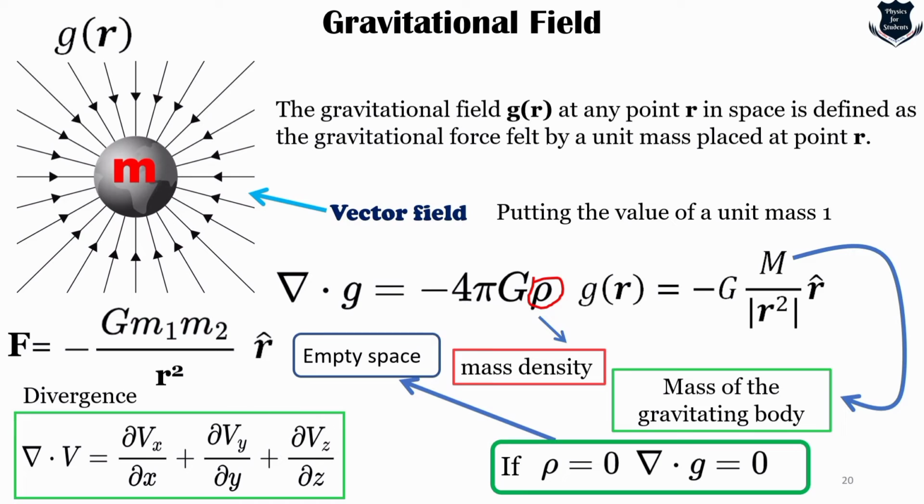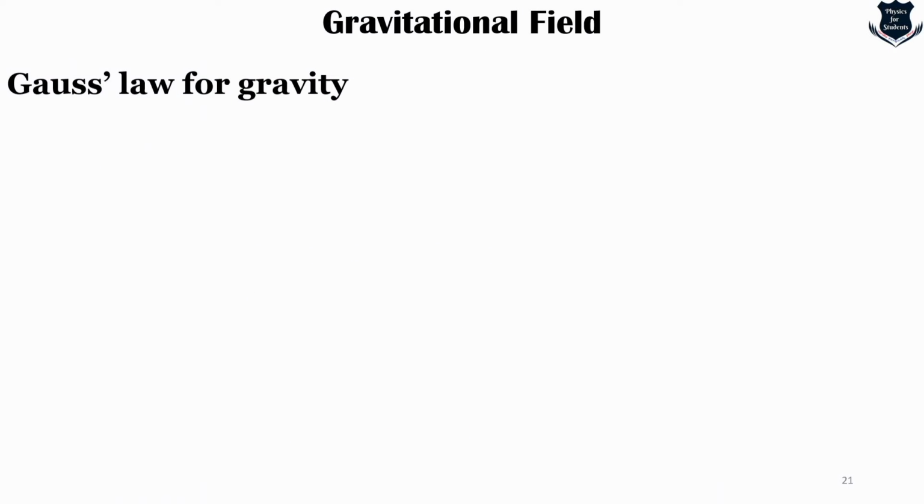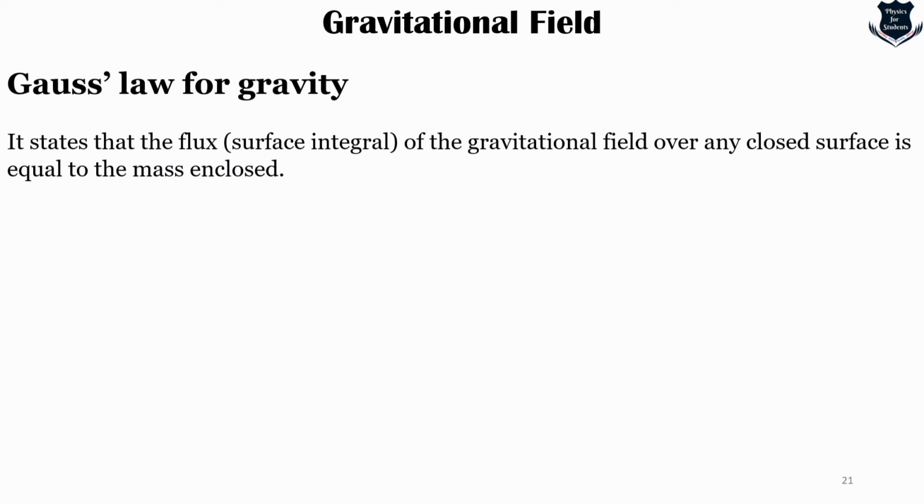Why we are going step by step is because this would be required in further approaches in general relativity, which we will look at. Now this nabla dot g equals minus 4 pi G rho is something which our old prince of mathematics has done, which is called Gauss's law for gravity. Gauss's law of gravity is also known as Gauss's flux theorem of gravity, and it is a law of physics that is almost equivalent to Newton's law of gravitation.